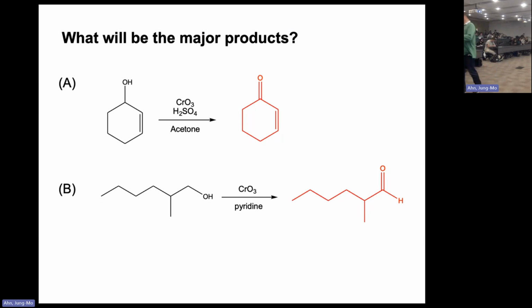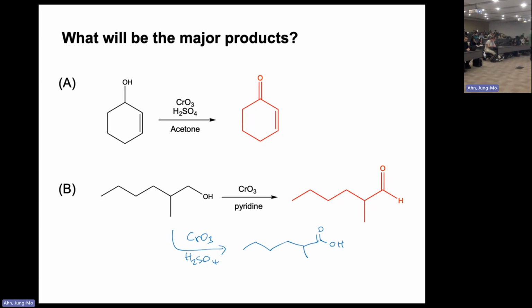But I can always change the question a little bit. Let's say you're using chromium trioxide and sulfuric acid, this region down here. Then you will not get this. I mean, you will get this in between, but this will be oxidized further to the carboxylic acid. So you will end up seeing this, not that.